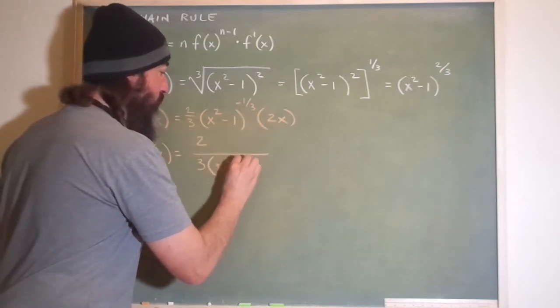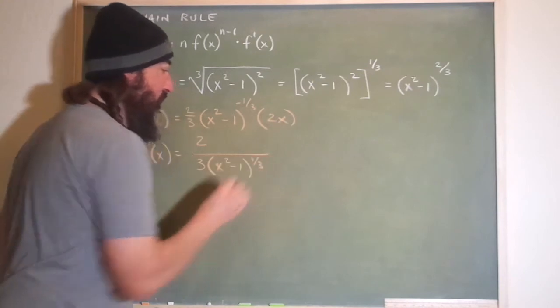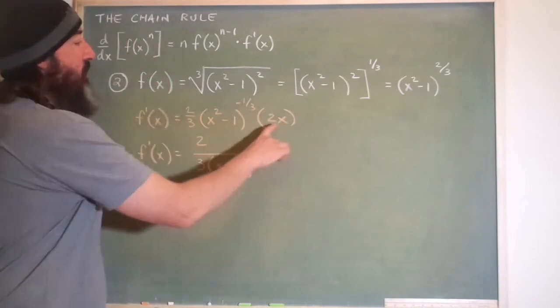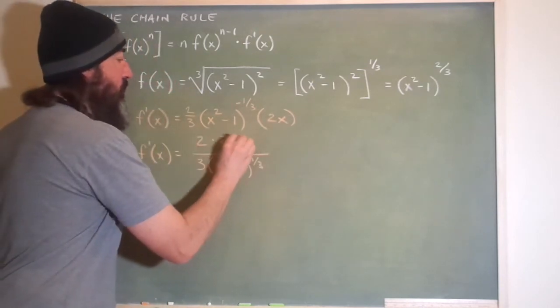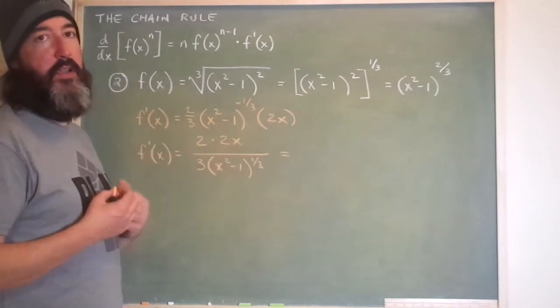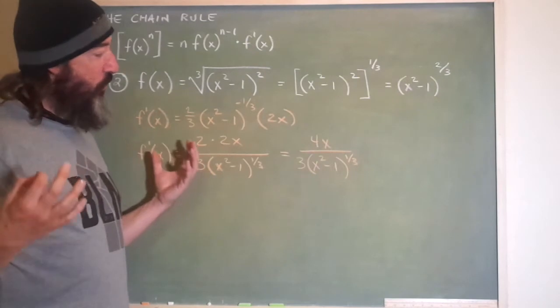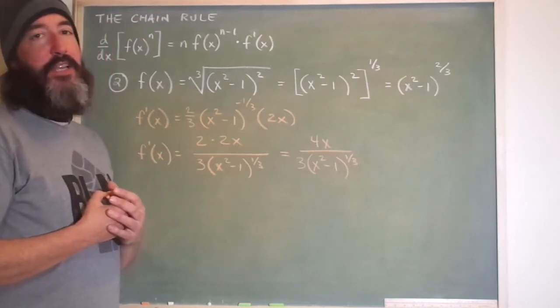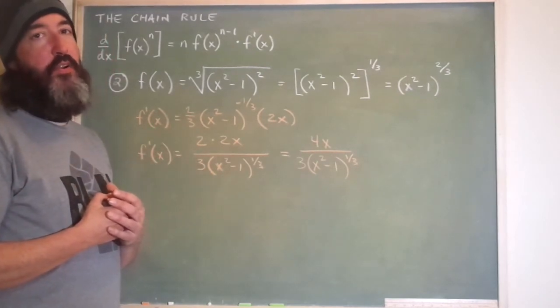I'm going to write x squared minus 1 to the 1/3 in the denominator. And this 2x belongs in the numerator. Of course, 2 times 2x is 4x. So my derivative is 4x over 3 times x squared minus 1 to the 1/3.